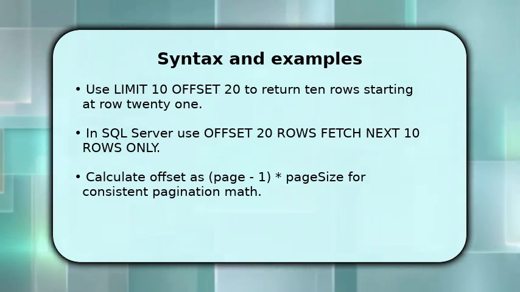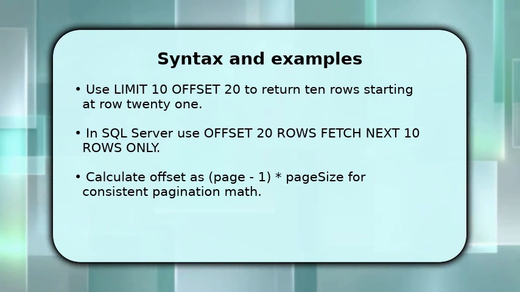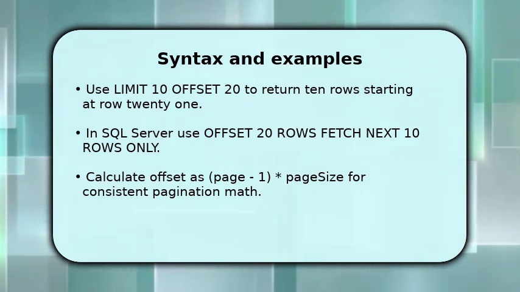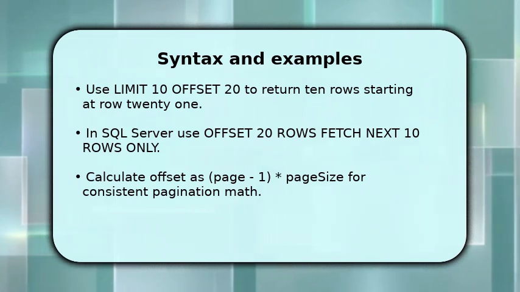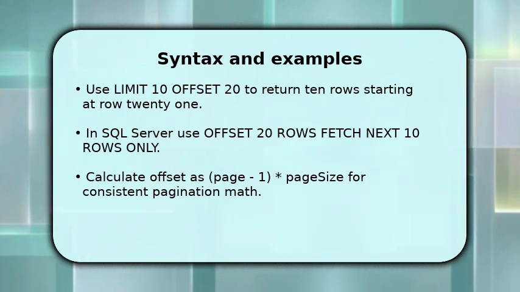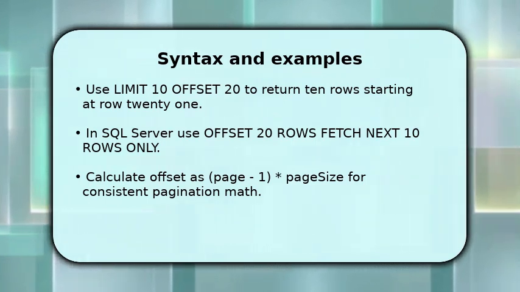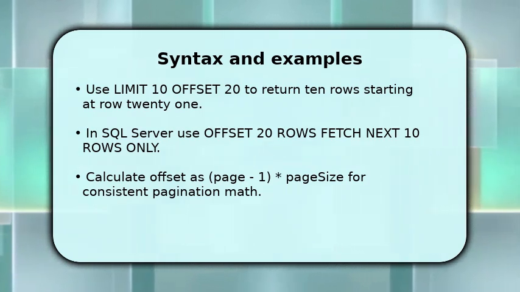In SQL Server, use offset 20 rows fetch next 10 rows only after an order by clause. Always ensure your query has order by when using offset to guarantee consistent results. Calculate offset as (page - 1) * page size for consistent pagination math across pages. Replace page size with 10 or any numeric page size you require.